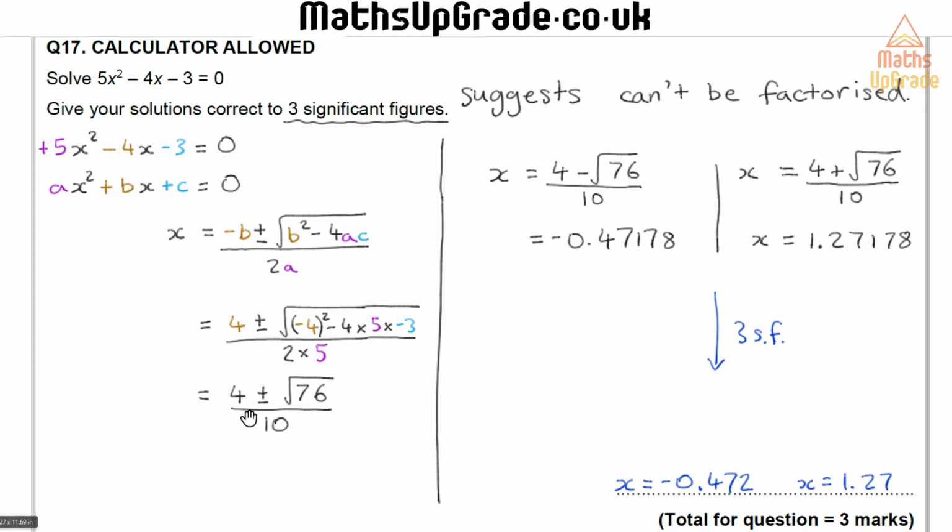So x must equal 4 plus or minus root 76 all over 10. When I evaluate both forms of that, I'll get x equals -0.47178 and x equals 1.27178. To 3 significant figures, here's my answers here for 3 marks.